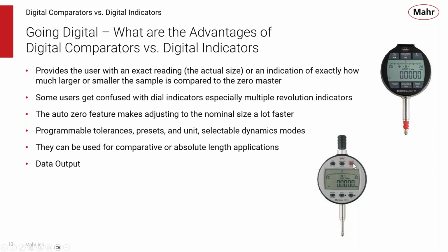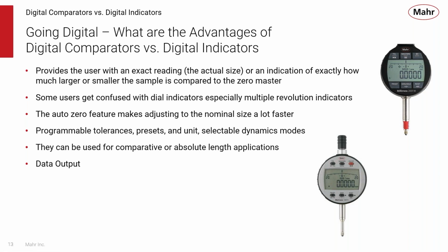Obviously, the real main benefit of a digital indicator or a comparator is data output. Again, with Industry 4.0 rapidly bearing down upon us, data collection is becoming king. It's going to be the name of the game. And that's why you're really seeing digital indicators and comparators heavily start to phase out the analog options.